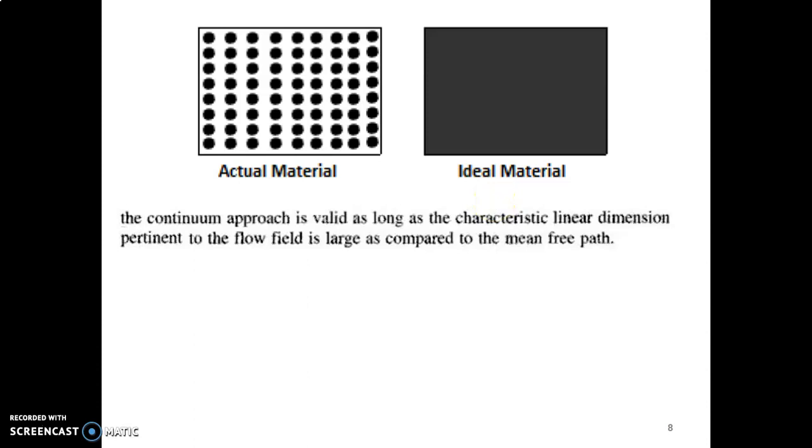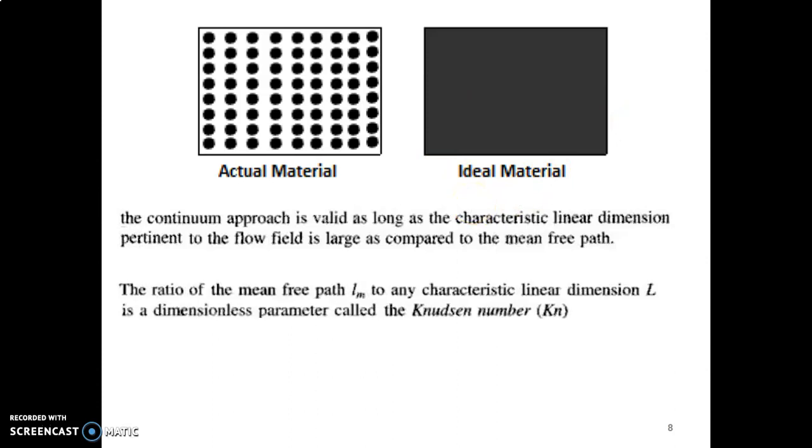Knudsen number is just like our Reynolds number. Just think about Reynolds number. Reynolds number is a non-dimensional number which is used to distinguish between types of flows. We can classify the flow like laminar flow, turbulent flow, transition flow on the basis of the value of the Reynolds number. Just like that, we can use a number called Knudsen number, which is used to distinguish between actual material or the molecular approach and the continuum approach.